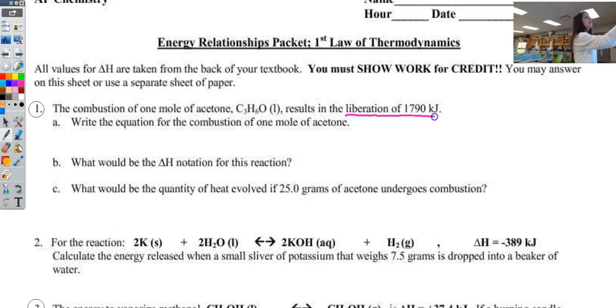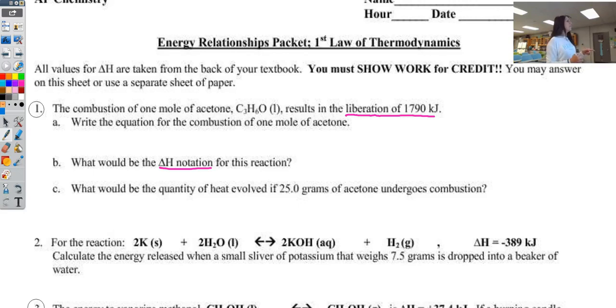It says the liberation of. What does liberation mean? It just means freeing of. So in other words, they're talking about releasing this 1790 kilojoules, and you know if it's releasing, that must be exothermic, so what sign should you be attaching? And that's what they're asking you for with the delta H notation. So literally just the number, but with the sign and the units.